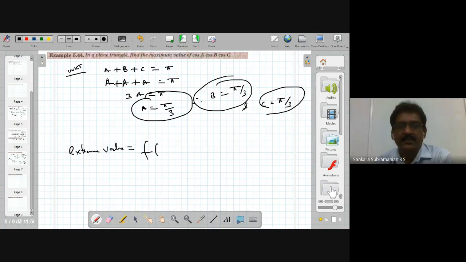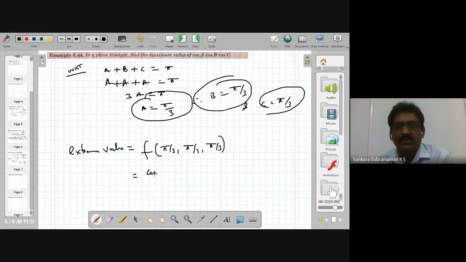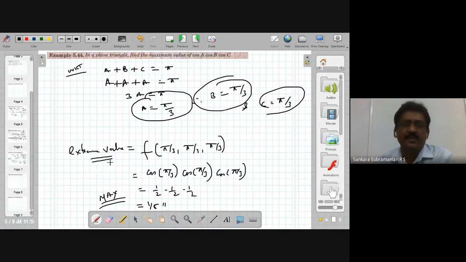The extreme value is f of 5 by 3, 5 by 3, 5 by 3. This is equal to cos of 5 by 3 into cos of 5 by 3 into cos of 5 by 3, which is equal to 1 by 2, 1 by 2, 1 by 2, which is equal to 1 by 8. So by examining, we can say that this could be the maximum. That is one of the drawbacks for this problem: we have only the stationary values. The stationary point is a 3-dimensional point, 5 by 3, 5 by 3, 5 by 3.